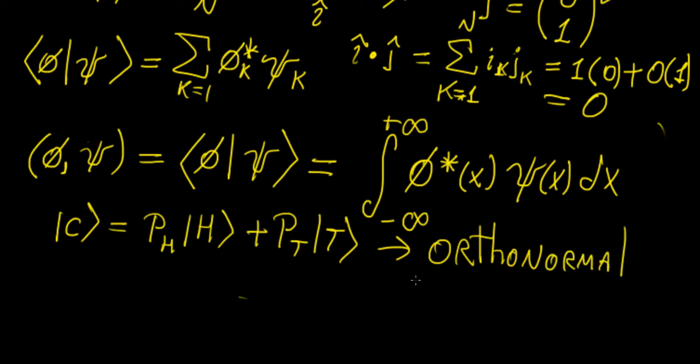Or at least they need to be orthogonal. But we say orthonormal in the sense that they have to have unit length. So for example, this one could be represented as the column vector 1, 0, and this one could be represented as this vector. So this satisfies the orthonormality property.